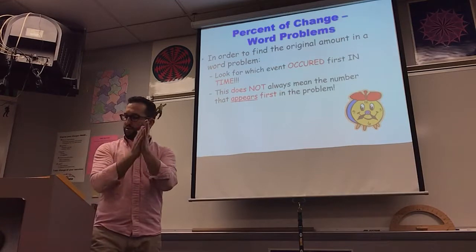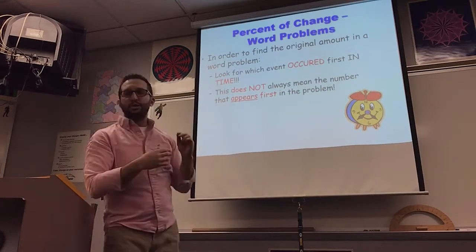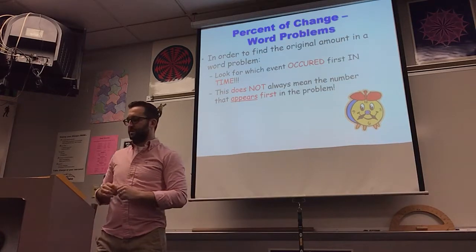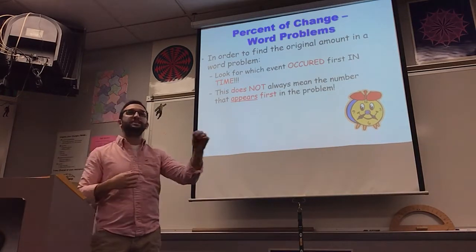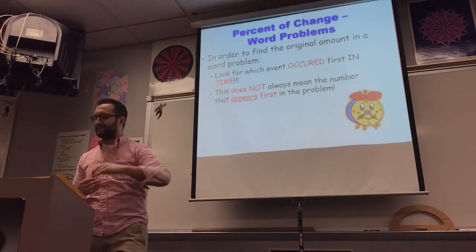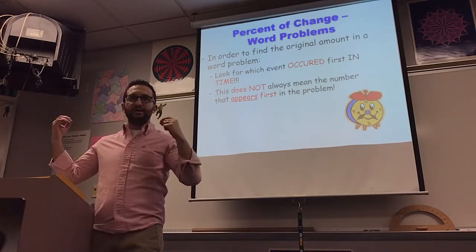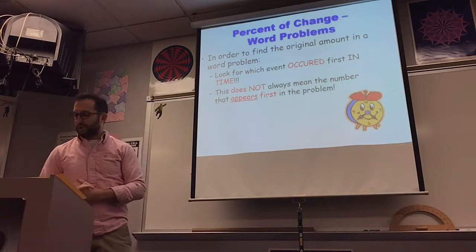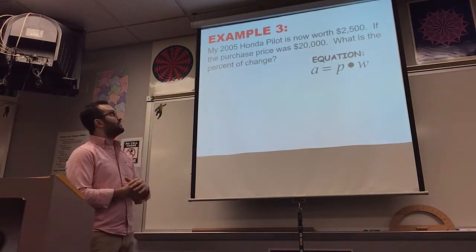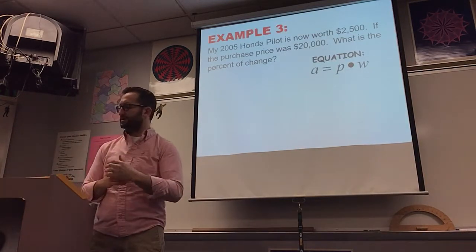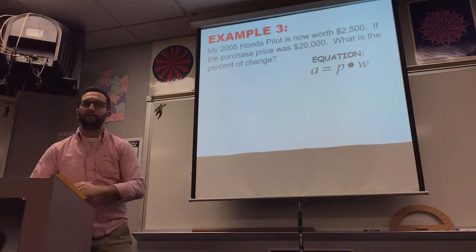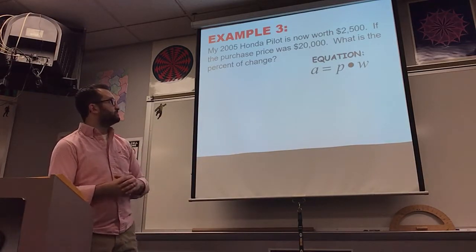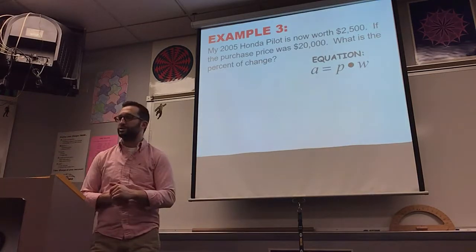Now let's get to word problems. In order to find the original amount, the original amount in word problems is not always the number that's given first. We need to look for the thing that took place first, that occurred first in time. It does not always appear first in a word problem. So when we look at this, my 2005 Honda Pilot is now worth $2,500. It's an old car, right? If the purchase price was $20,000, what is the percent of change?